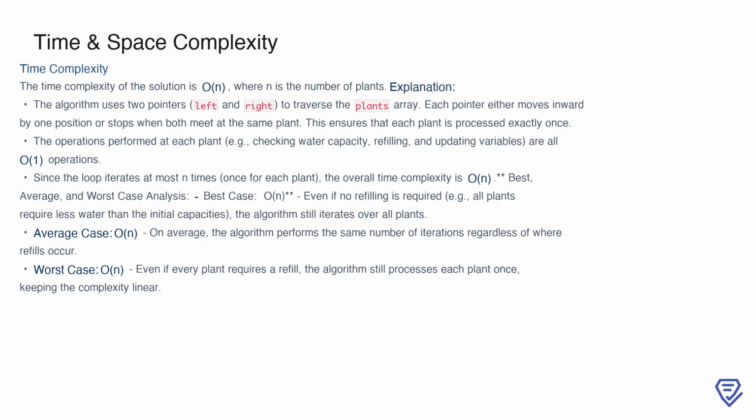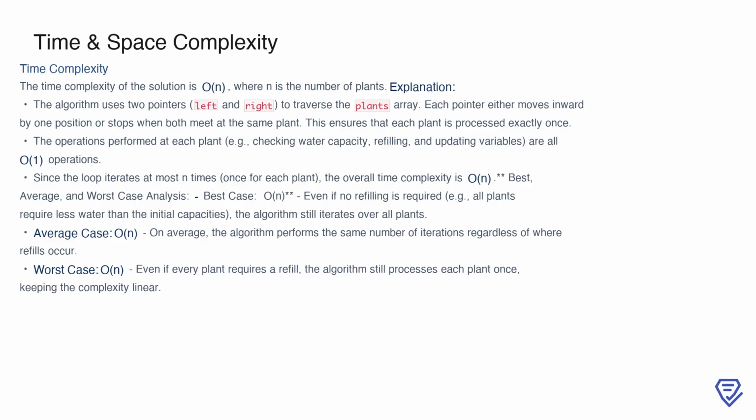For each plant, the operations like checking water capacity, refilling, and updating variables are all O(1), meaning they take constant time. Since the loop runs at most n times, the overall time complexity is linear, or O(n). Whether we analyze the best, average, or worst case, the result is the same. Even in the best case, when no refilling is required and each plant needs less water than the initial capacities, the algorithm still iterates through all the plants once.